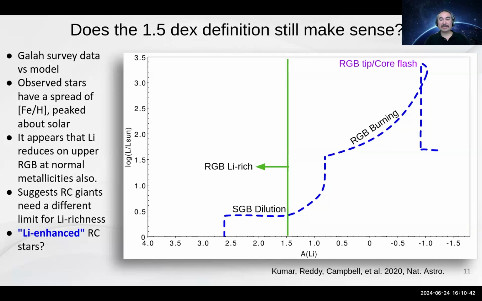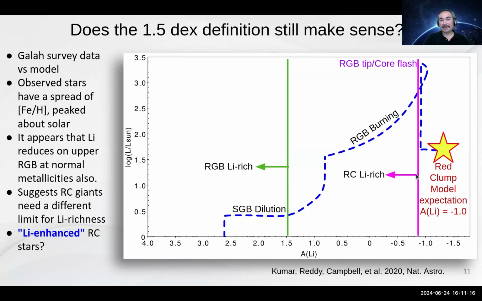This plot's from a paper a few years ago that we did. Again, it's the lithium A-star diagram. We have the main sequence turnoff here, the dilution constant. Then here we got the thermohaline mixing burning the upper RGB lithium. And you can see it gets down to very low values here. And then the core flash happens. And so the star drops down to that log L of about 1.7 or so. And so the expectation for a red clump star is it's going to have very low lithium.